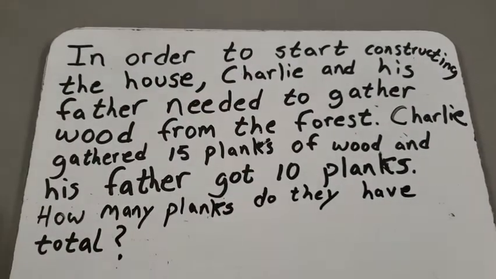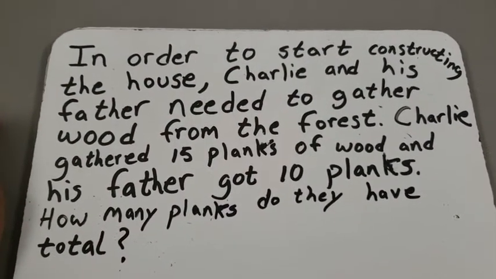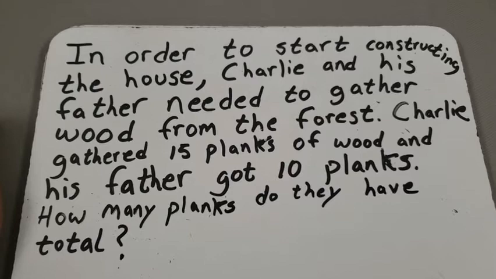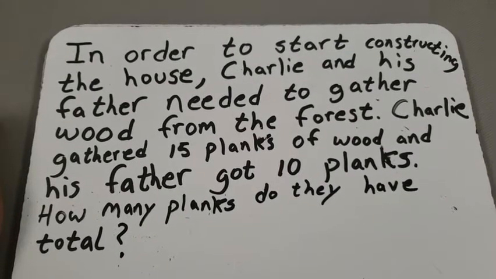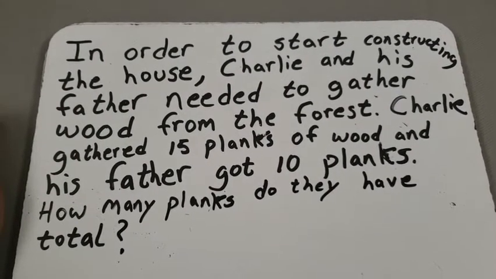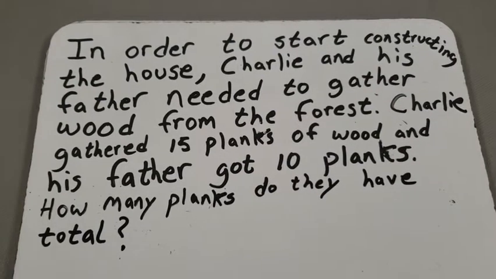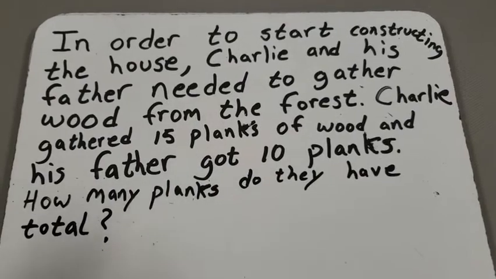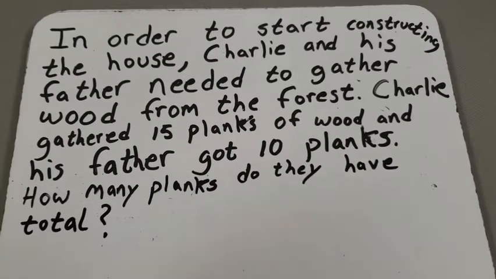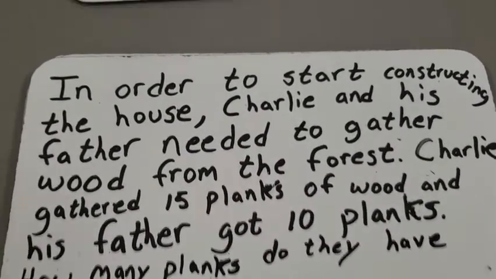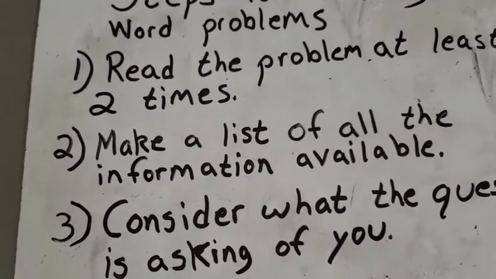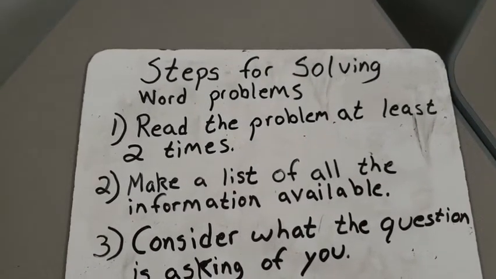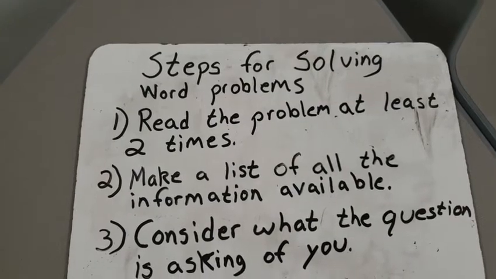In order to start constructing the house, Charlie and his father needed to gather wood from the forest. Charlie gathered 15 planks of wood, and his father got 10 planks. How many planks do they have in total? Now, that's a lot of words. And my first time around, let me go with my steps for solving word problems.